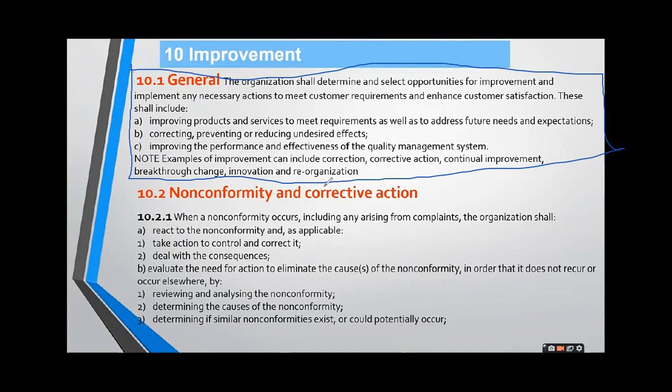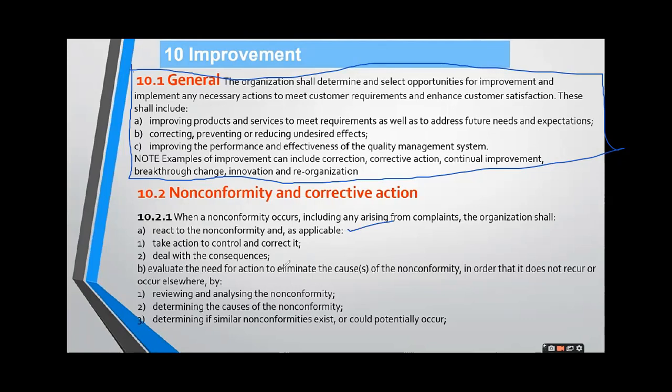so clause number 10.2 is the non-conformity and corrective actions explanation. This clause outlines the steps you will take when non-conformities, which I am referring to as deviations from requirements, occur, including those identified through complaints. How will you react? Let's go one by one. You will take immediate action to control and correct the non-conformities. This is the first one.